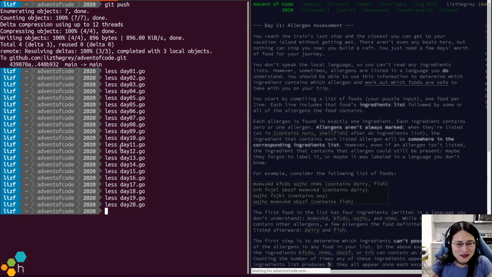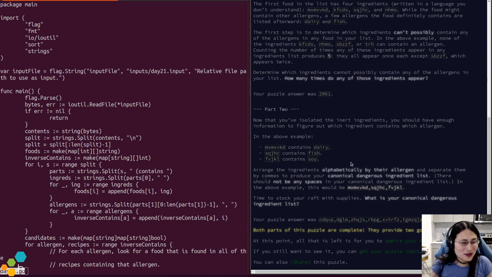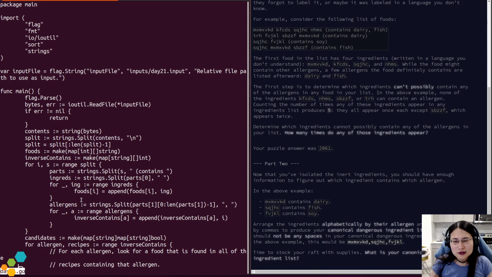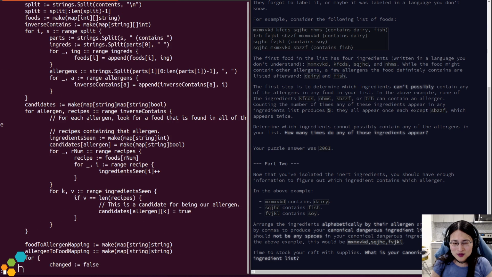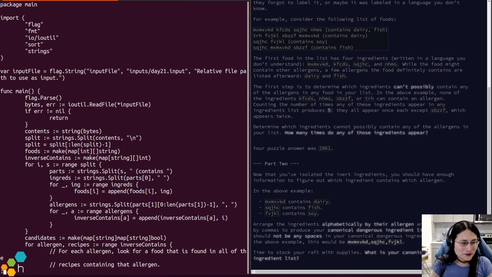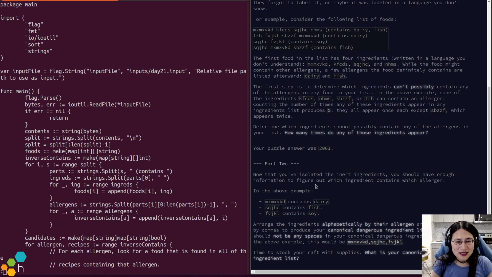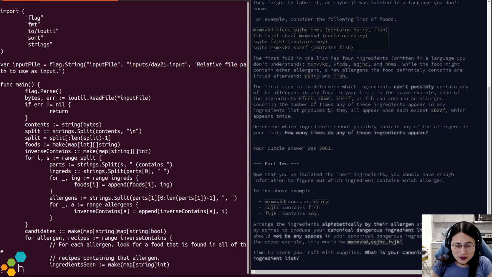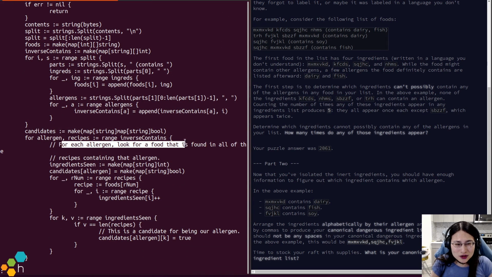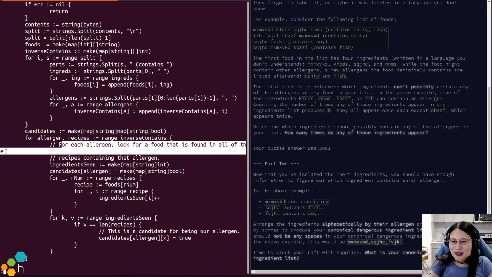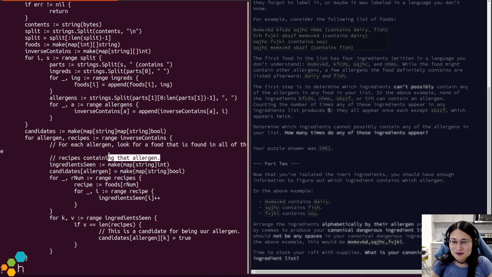Okay, day 21. Day 21 was frustrating for me because it was yet another constraint solution. Like, it was literally just another constraint solution. The only difference was that you had to have the realization that this prose here, of which ingredients can't possibly contain any of the allergens, was semantically equivalent to the statement: for each allergen, look for a food that is found in all of the recipes containing that allergen, and not starting from each individual recipe. Map it back to allergens.